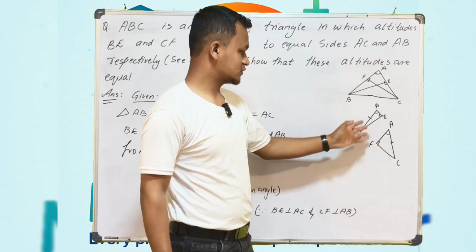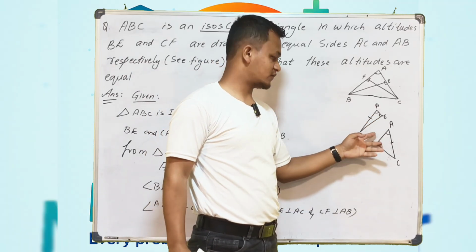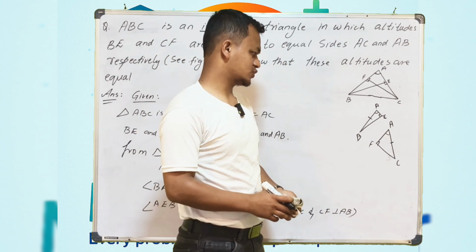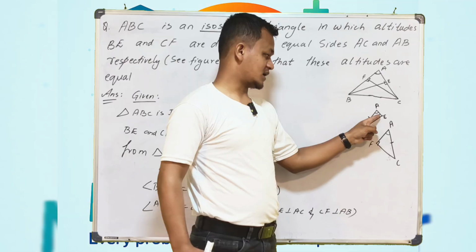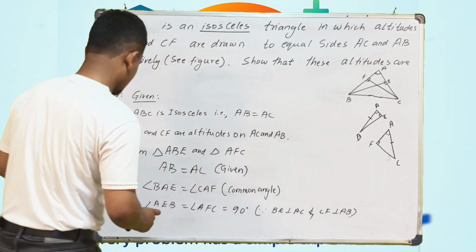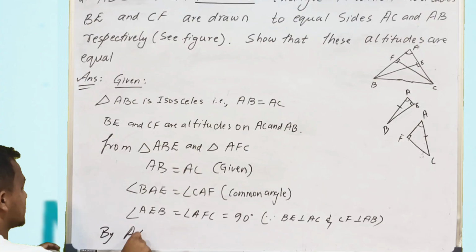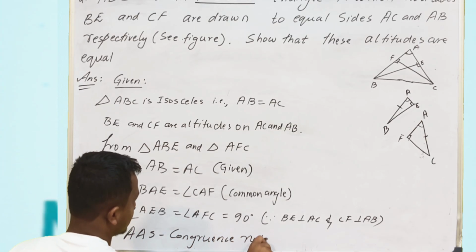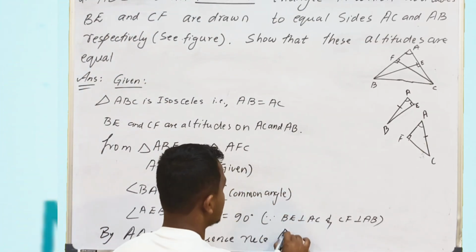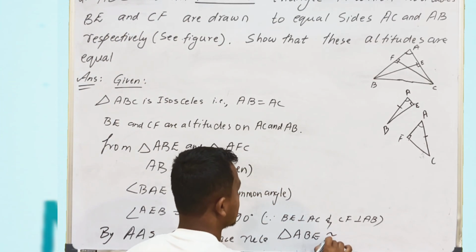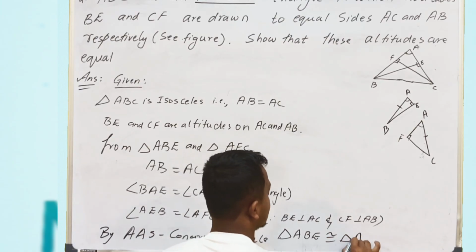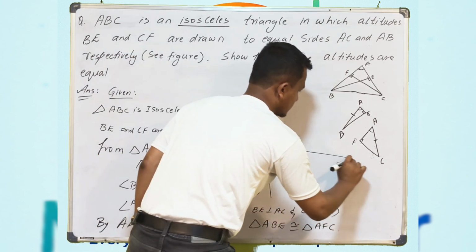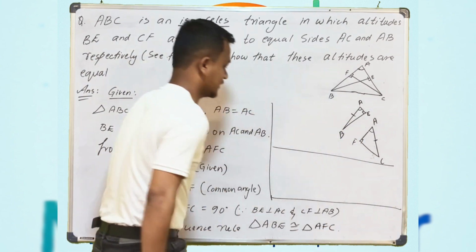If you look at these two figures, we can see that two pairs of angles are equal and one pair of sides is equal. So we can use the AAS congruence rule. By the AAS congruence rule, these two triangles must be congruent. So triangle ABE is congruent to triangle AFC. Let's write the last part here, and not take so much space.